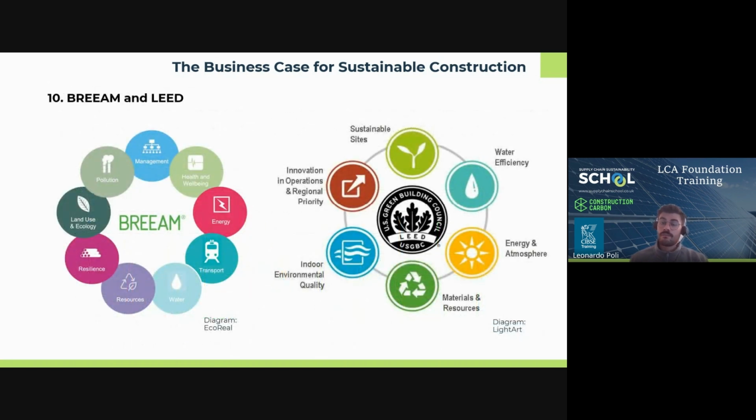BREEAM or LEED. These sustainability metrics are fully supported by a whole life carbon assessment, so there's no conflict between them. A correctly done whole life carbon assessment will contribute directly to a BREEAM or LEED assessment, although a whole life carbon assessment will provide more comprehensive and detailed carbon related information than either BREEAM 2018 or LEED version 4. Both of these metrics provide a broader understanding of the overall sustainability of an asset.